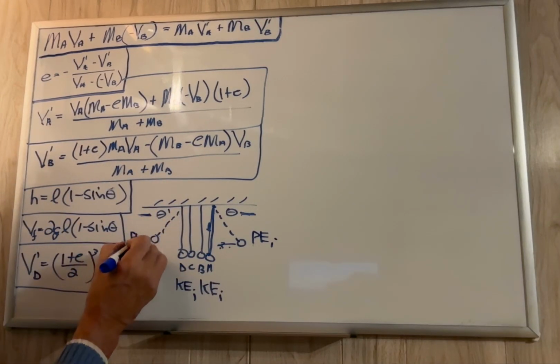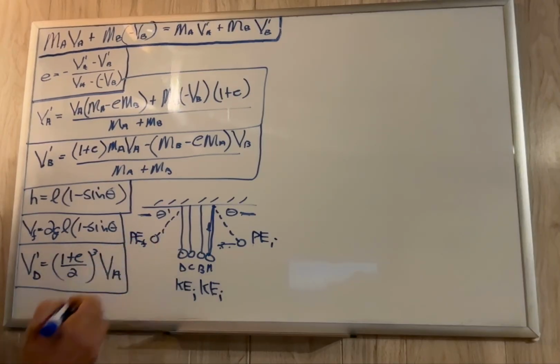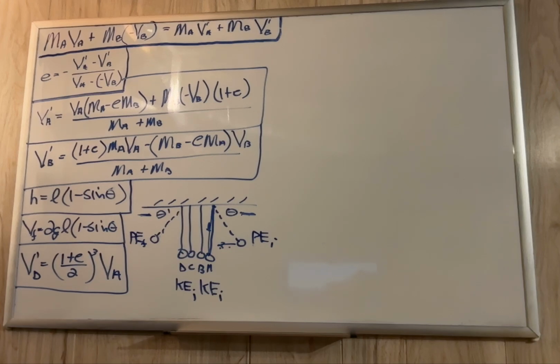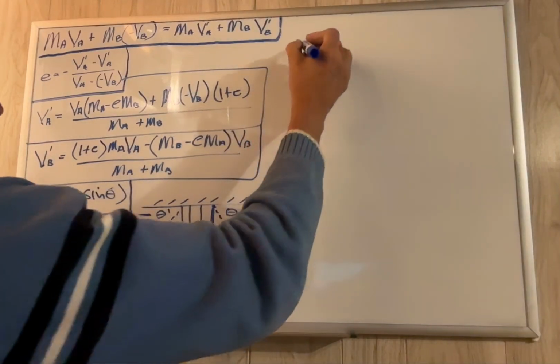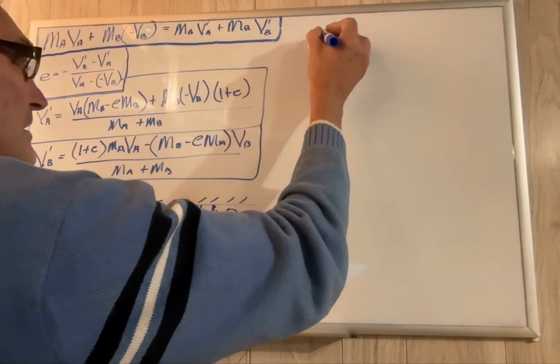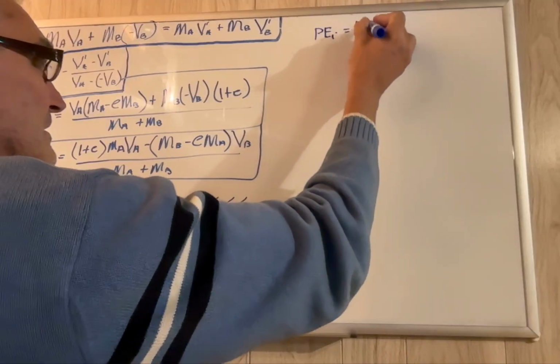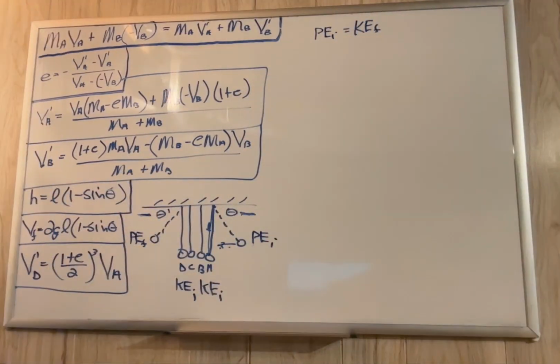And let's just look over here at the potential energy of the final. We're not interested in this. We're just going to say there is a potential energy final, but we're only interested in the initial, right? So let's look at this initial. So we would have potential energy initial is going to be equal to kinetic energy final. All right?